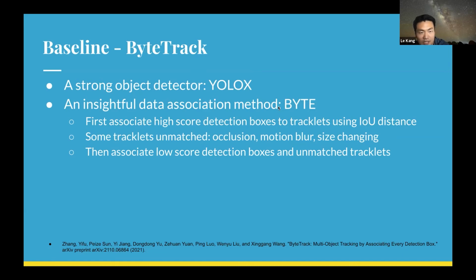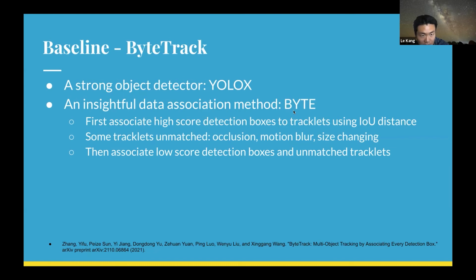So Byte is actually quite simple. It contains two steps. First, just associate your high score detection boxes to the tracklets using IOU distance. In this step, some tracklets are unmatched due to occlusion, motion blur, or size change.